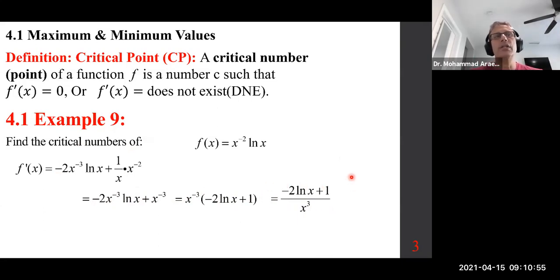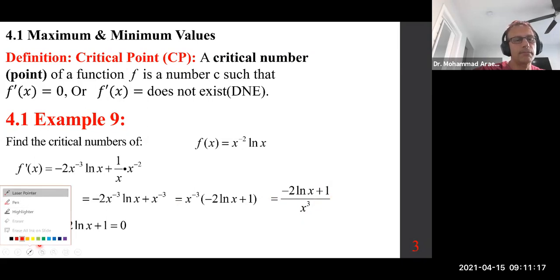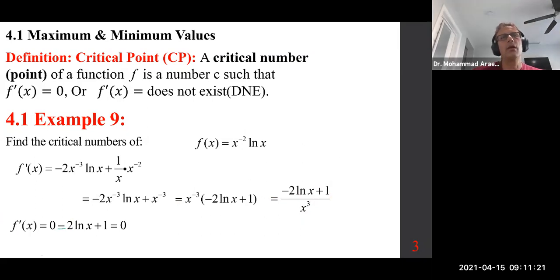So let's look at the numerator and set it equal to 0. f prime equals 0. A fractional expression is 0 when the top is 0. So ln x is 1/2: minus 2 ln x plus 1. We are setting the numerator equal to 0, and ln x becomes 1/2. So what is x? Go with the definition. x is e to the power of 1/2. So that's the answer.